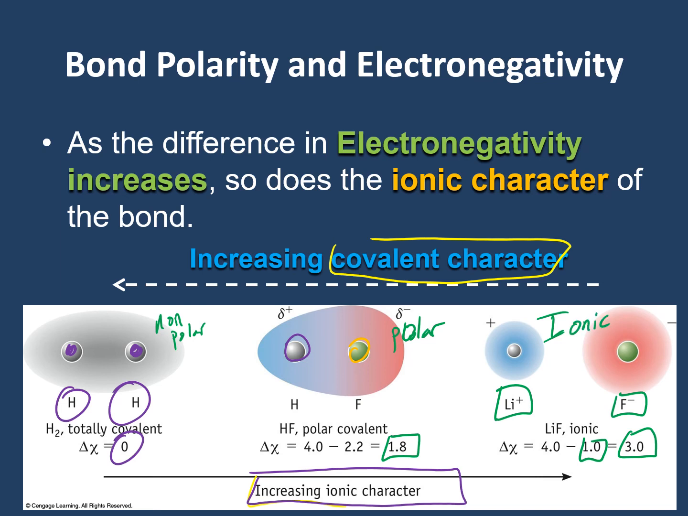As we increase the difference, we see the bond becoming more like an ionic bond until it eventually becomes one. However, as we decrease the difference, we see it becoming more perfectly covalent. And polar covalent bonds are somewhere in between the two types of bonding.